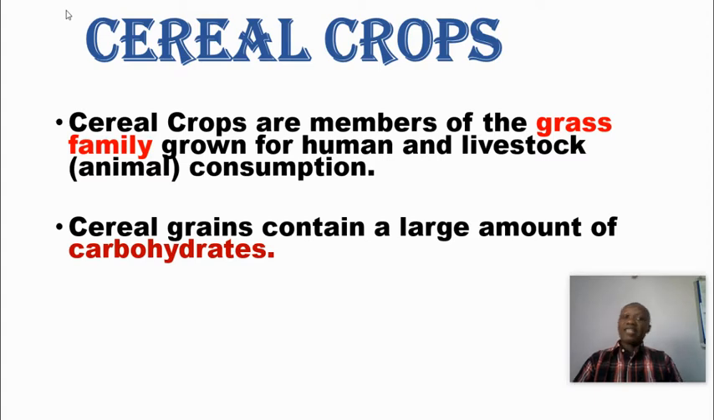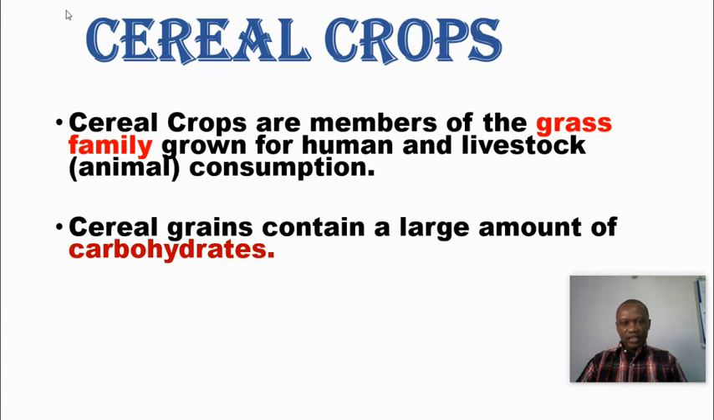Cereal crops. What are cereal crops? They are just members of the grass family grown for human and livestock consumption. We grow them, they look like grasses when you see them, but they provide food for human beings as well as animals. So these grains, these cereals, contain a high amount of carbohydrates. So they are a very good source of carbohydrates.